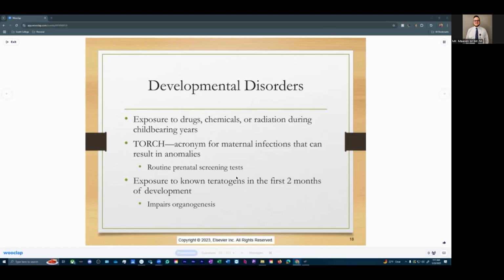And so again, drugs, chemicals, radiation, infections, those are all the teratogens, basically, that we want to avoid for females that are of childbearing age or people that are pregnant for sure. And this just impairs what the book is calling organogenesis. It impairs the development of the organs in the fetus in utero.